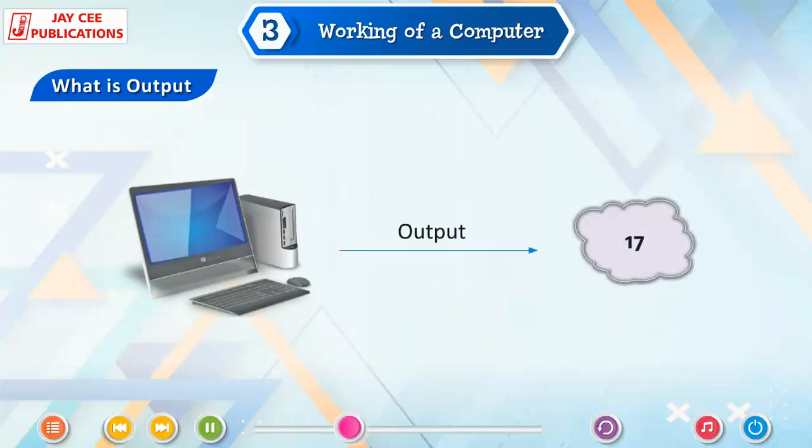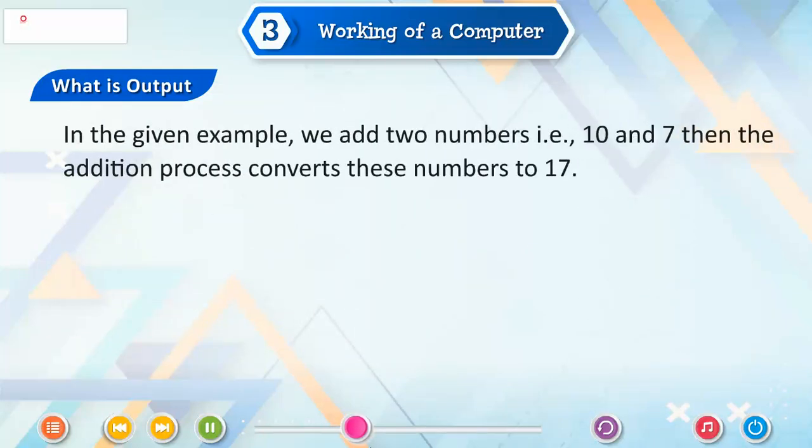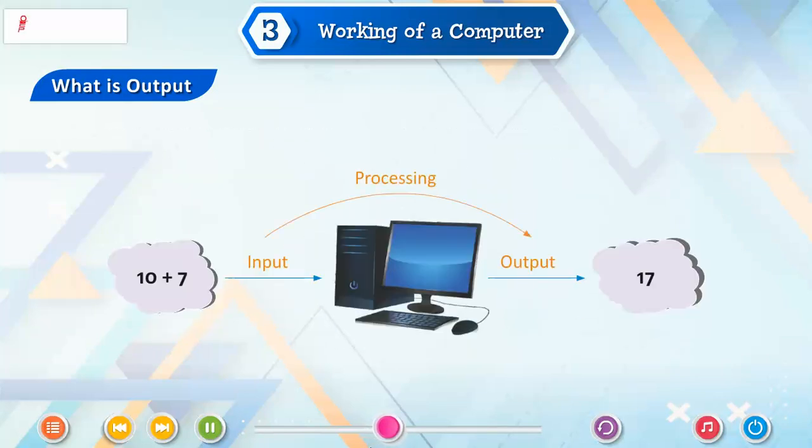Output 17. In the given example, we add 2 numbers, that is 10 and 7. Then the addition process converts these numbers to 17. 10 plus 7, input, processing, output 17.